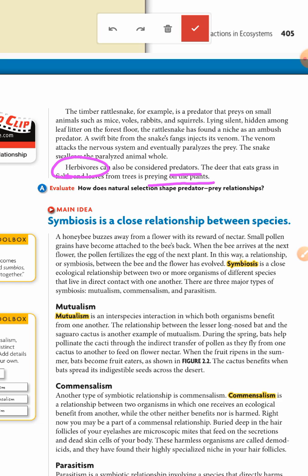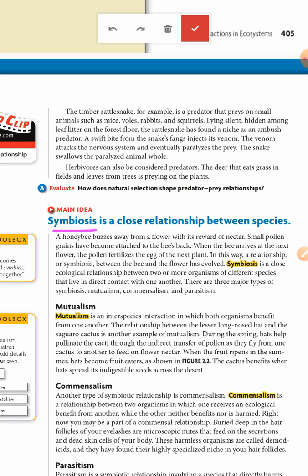So herbivores, guys, if it comes in a true or false question, herbivores are considered to be predators, true or false? What are you going to say? It's true, yes. Okay, so this is what's related to predation. The second type of interactions between organisms is called or named symbiosis.